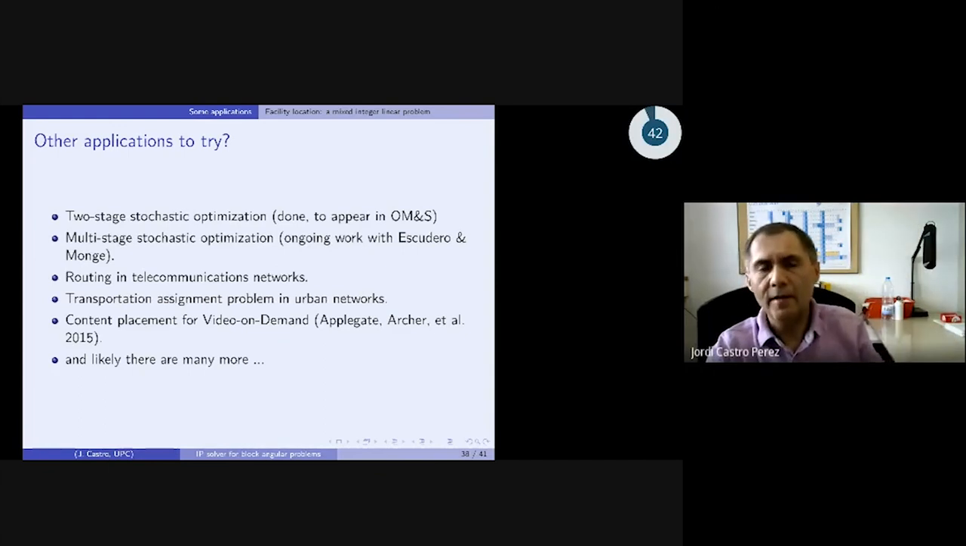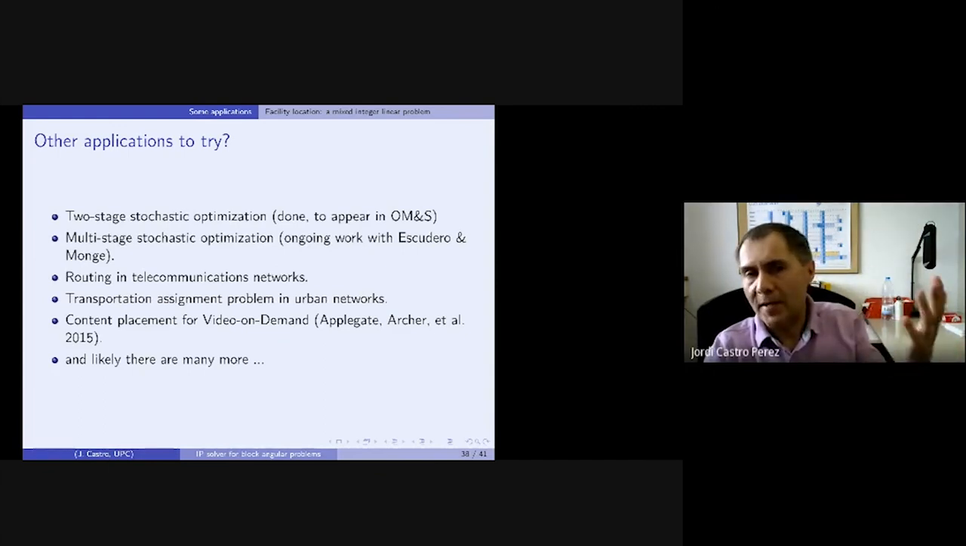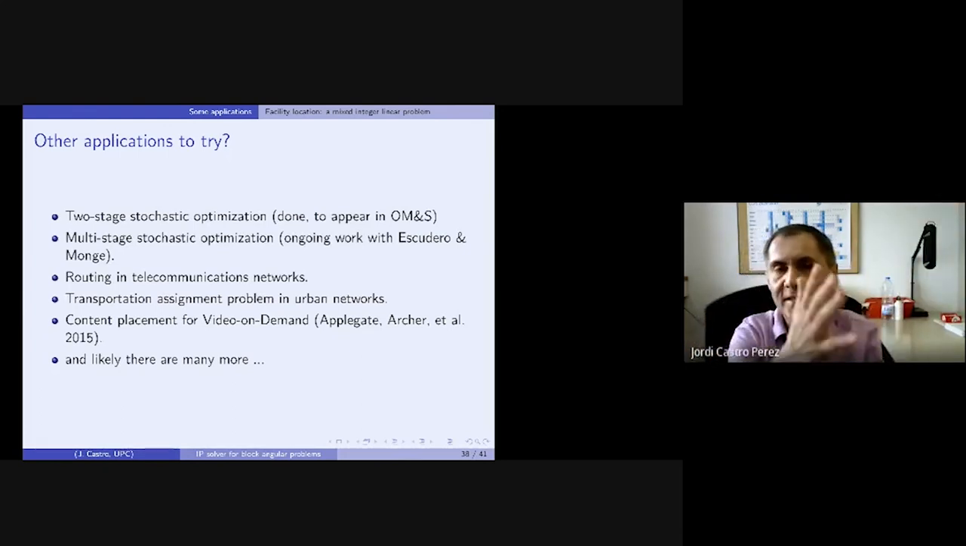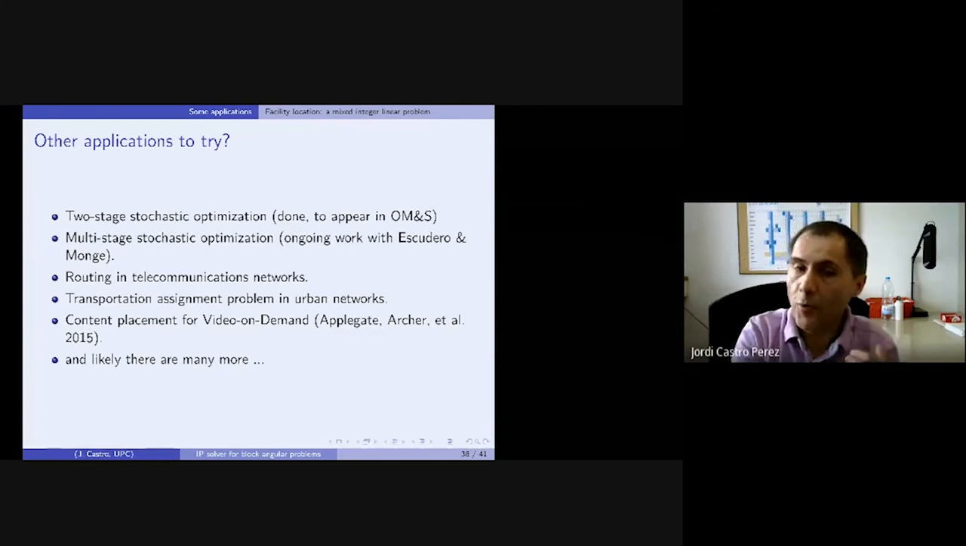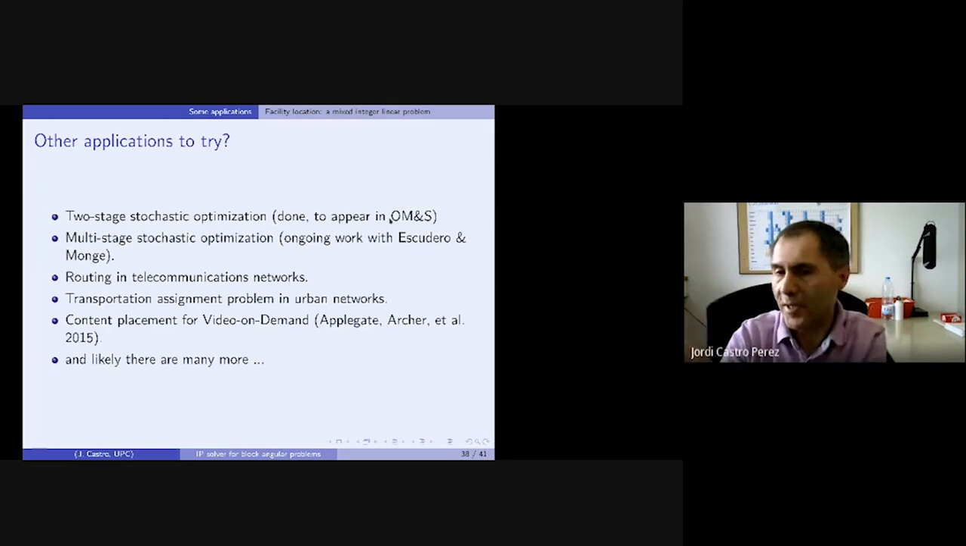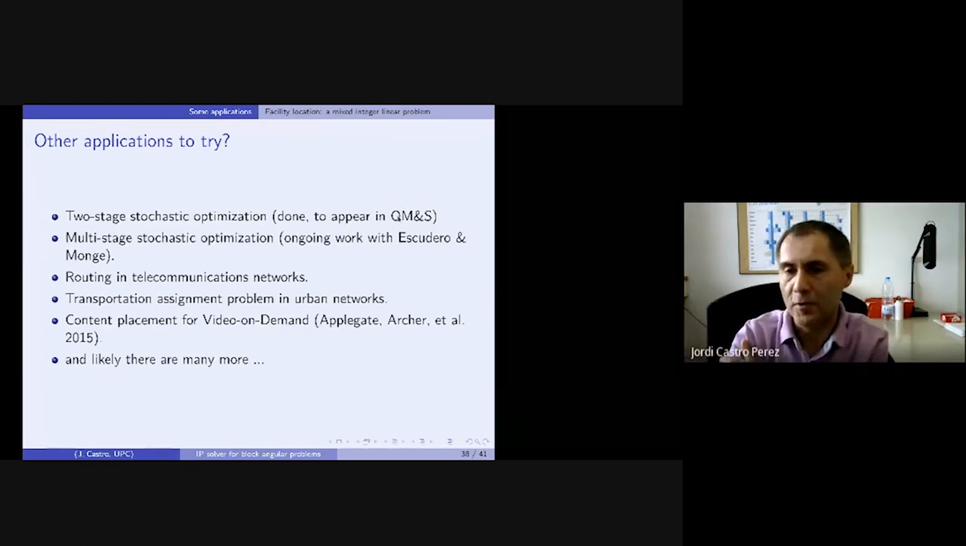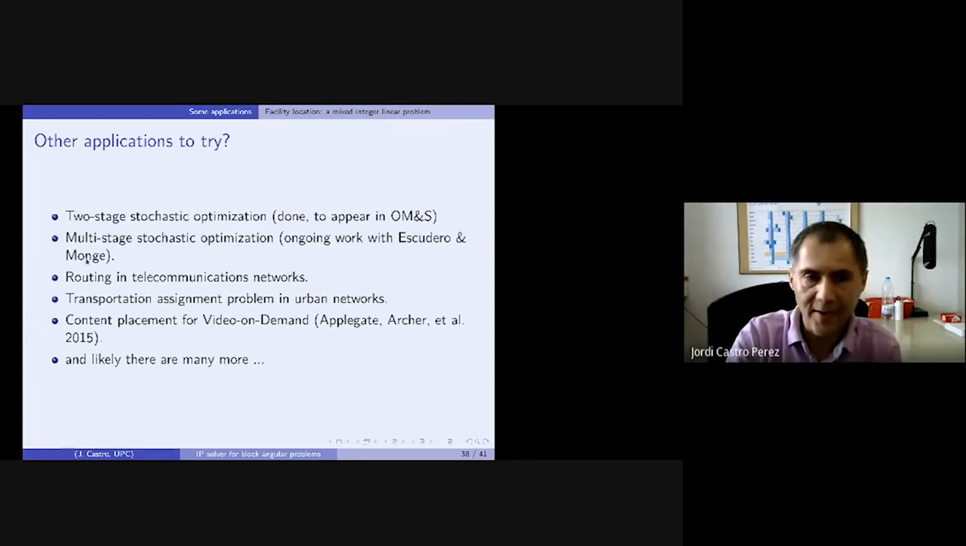Finally, there are more applications. As long as you have a problem with a block angular structure, you can apply this technology, this idea. For instance, we have solved two-stage stochastic problems. This was done recently and published in Optimization Methods and Software. We are currently working with Laureano and Juan Francisco Monge on the solution of multi-stage stochastic optimization problems. This technique can be applied, and we are working on that. And there are many other applications, routing and telecommunication networks, and many more.